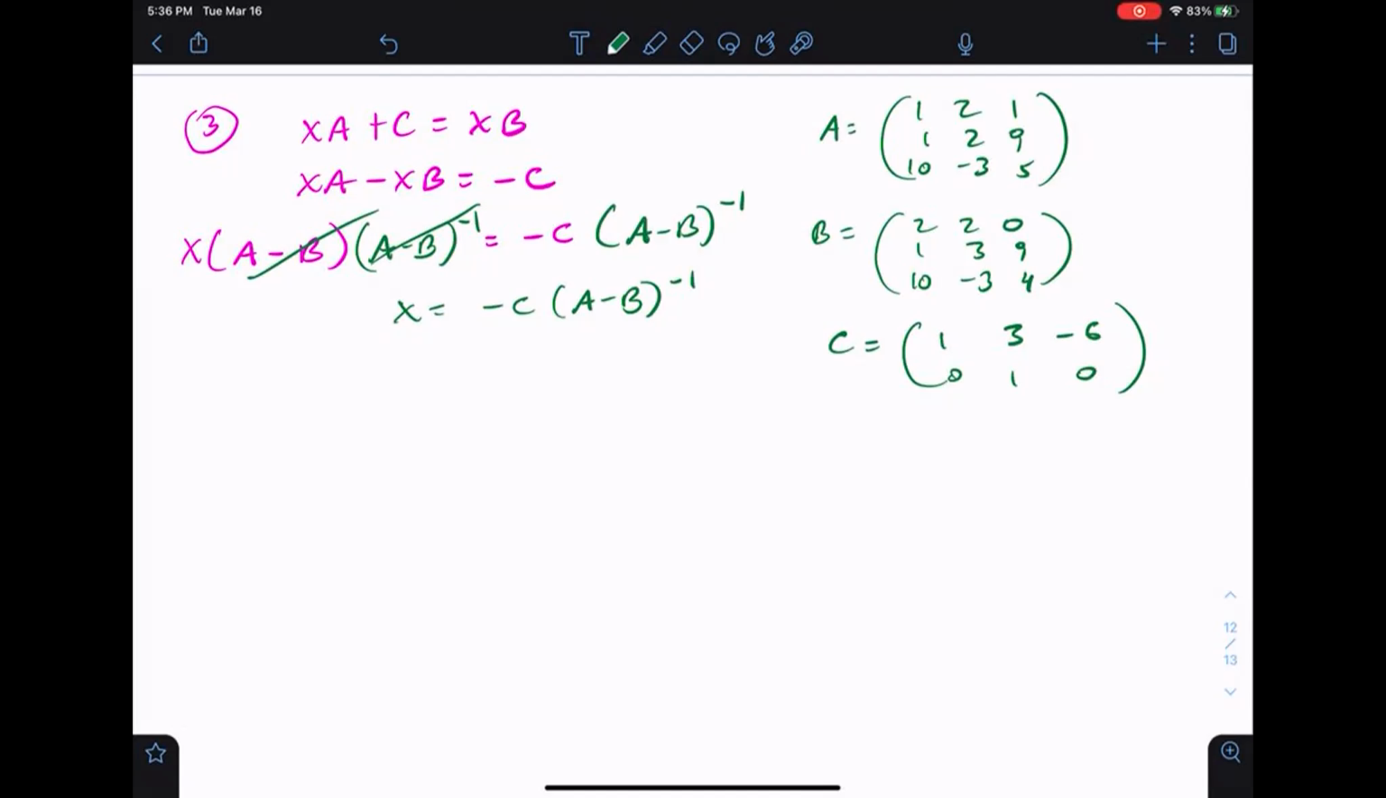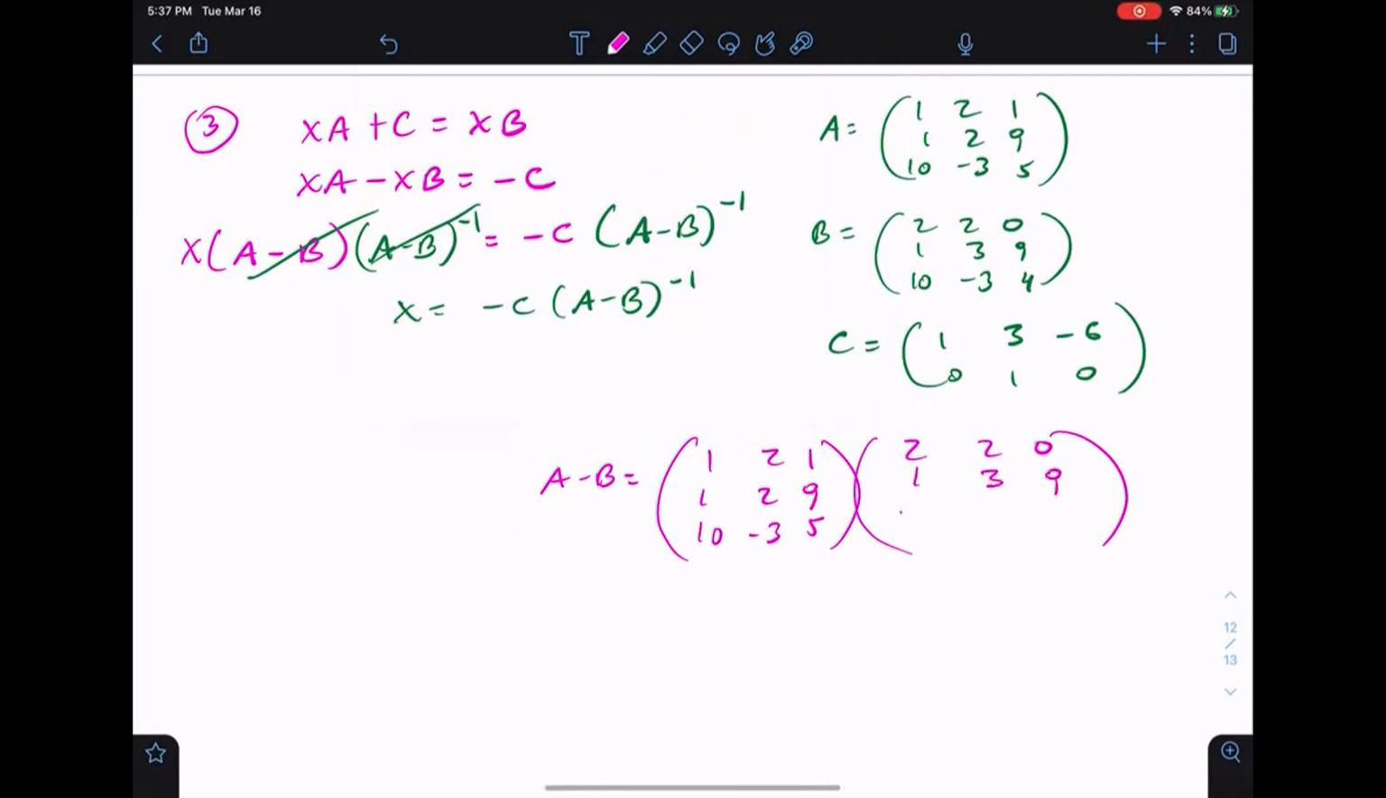Okay, so at this point, the only thing I need to do is just compute, right? Compute A minus B first. That's gotta take some time, right? You can use a calculator, or you can do that computation. It's up to you how you want to do it. So A is 1, 2, 1, 1, 2, 9, 10, negative 3, 5. And B is 2, 2, 0, 1, 3, 9, and then 10, negative 3, and 4. So this is A minus B. I need to do the subtraction, right? This is not a big deal. The subtraction is very easy to do.